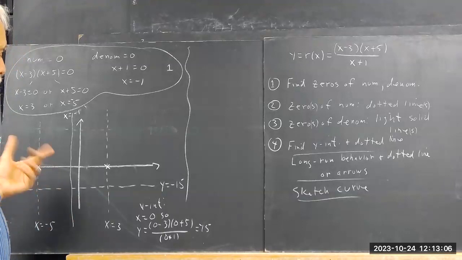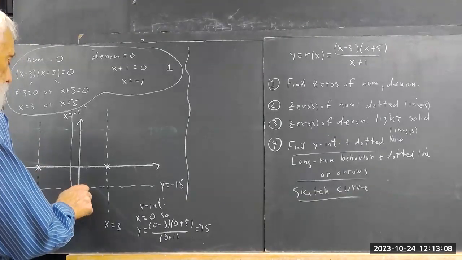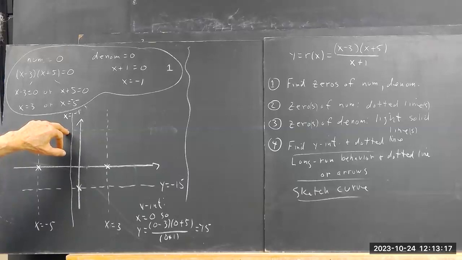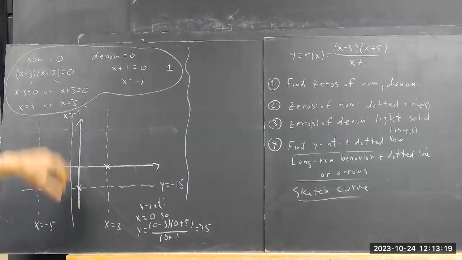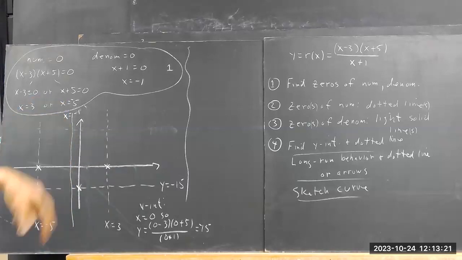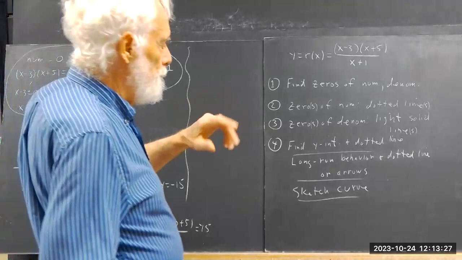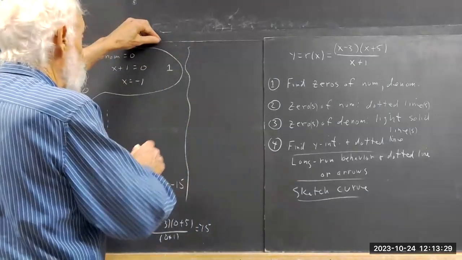Okay. So now I've got the y-intercept. So I want to mark the y-intercept. Okay. So I have to go through these points, and I've got to have vertical asymptotes here. Maybe, well, we'll see. Before we start constructing the graph, we want the long run behavior.